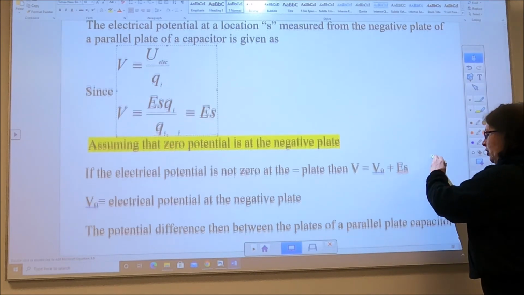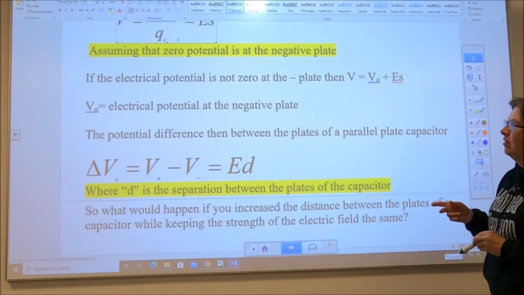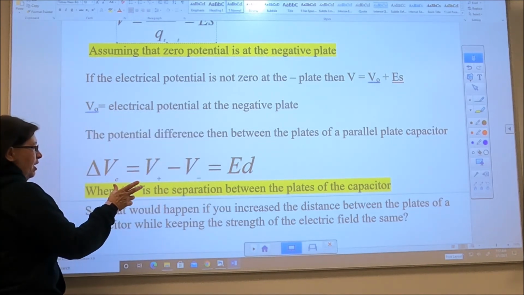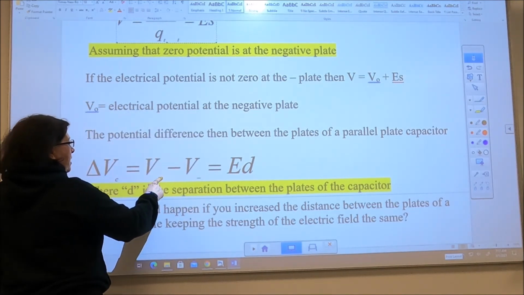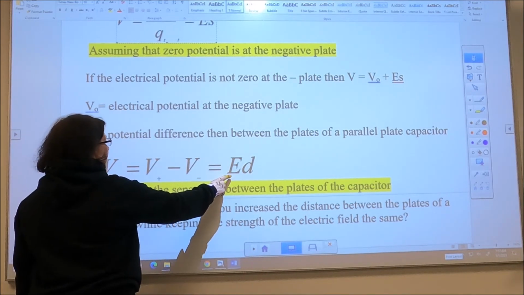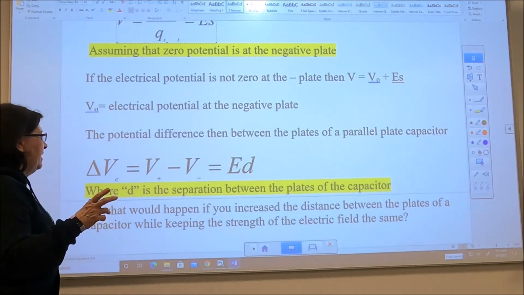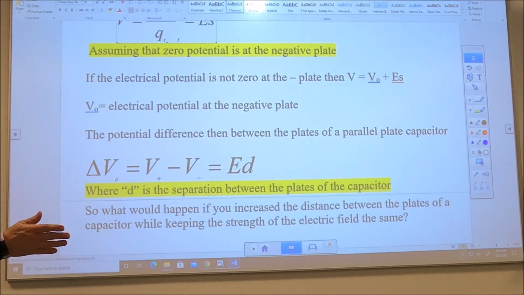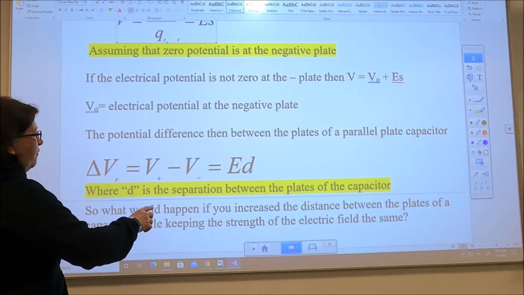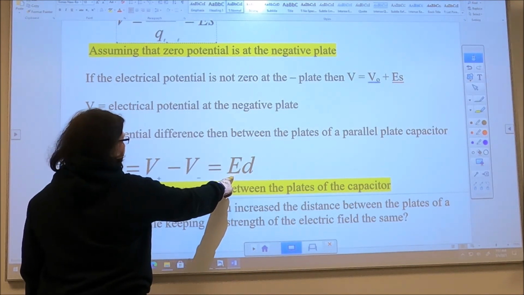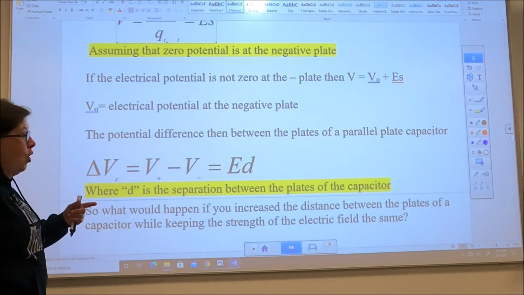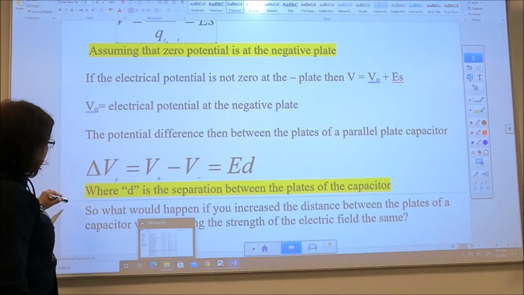So the potential difference between two plates of a parallel plate capacitor, delta V, the potential across a parallel plate capacitor, is equal to V positive minus V negative, which is equal to the strength of the electric field times D, the distance of separation between the plates. So if we increase the separation between the plates while keeping the strength of the electric field the same, if D goes up and E stays constant, then the electrical potential between the plates would go up because I increased the size of D.